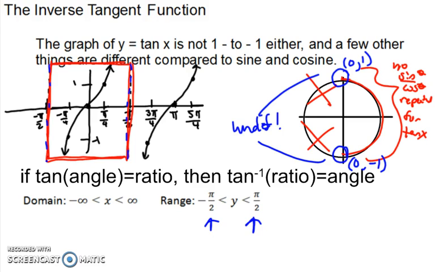So that's why here I didn't write less than or equal to. It's just in between negative pi over 2 and positive pi over 2. So arctangent is defined between negative pi over 2 and positive pi over 2 for that range, but not including them. That's why I purposely put the parentheses there.